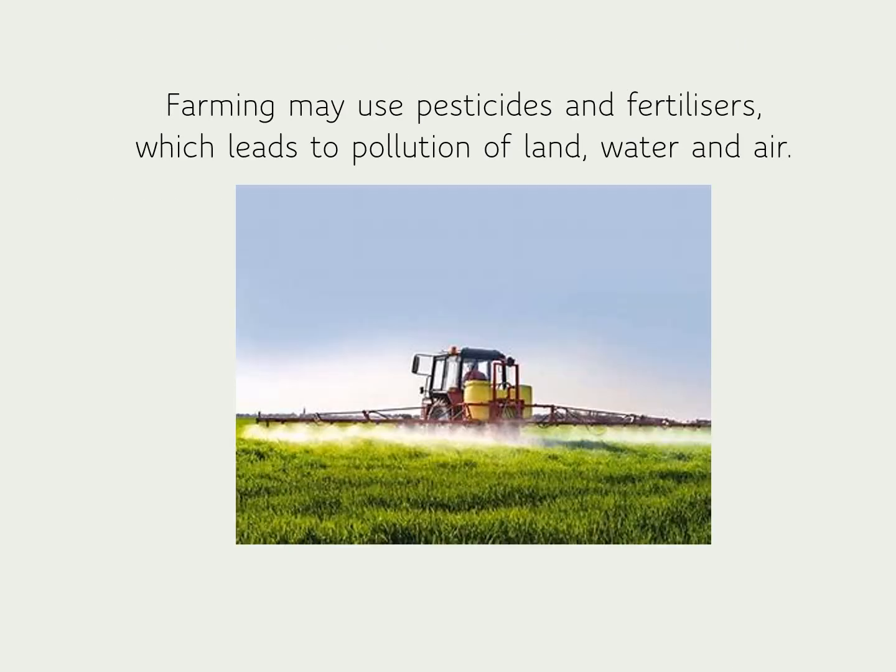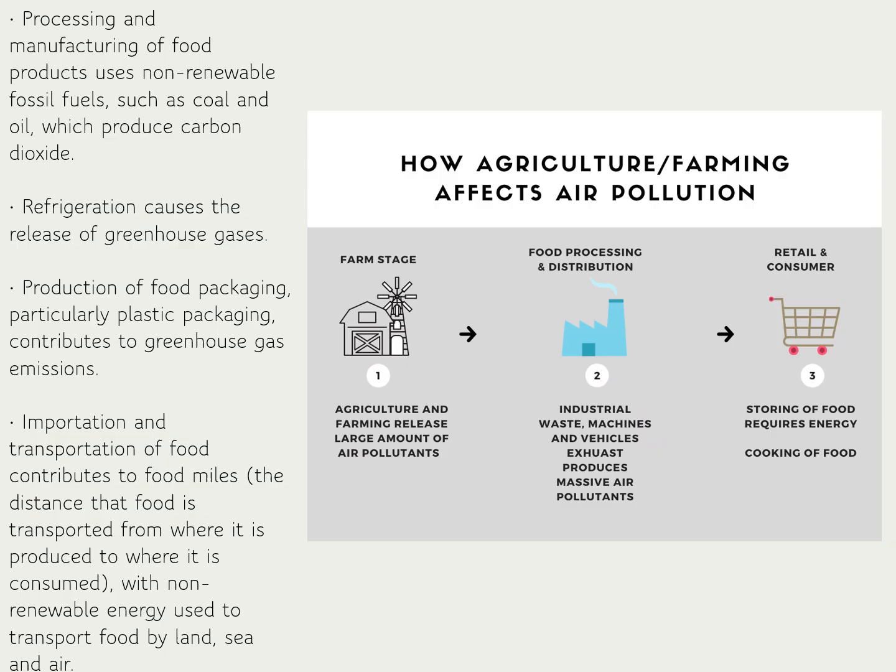Farming itself can damage the environment because if they're using chemical pesticides and fertilizers, that can pollute the land, the water and the air and affect little ecosystems of bugs and things which the birds need to eat on.